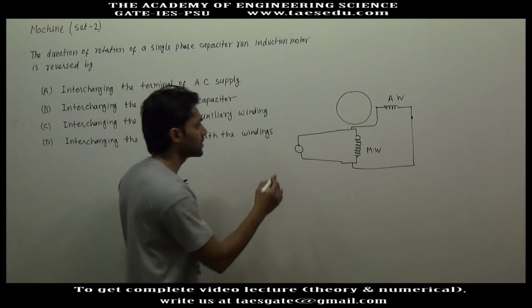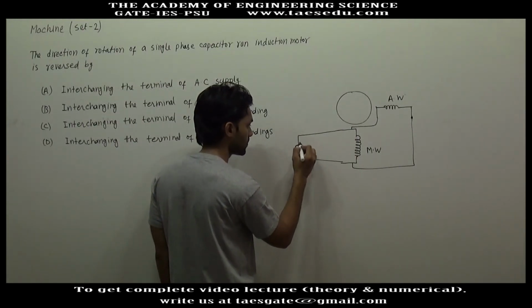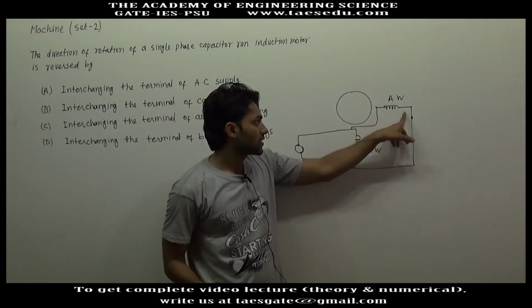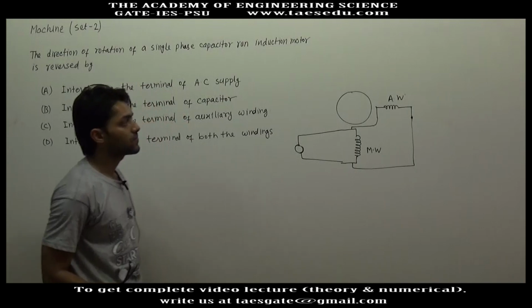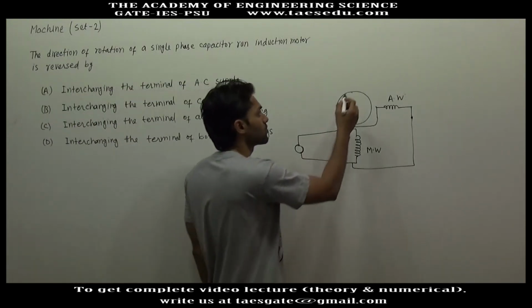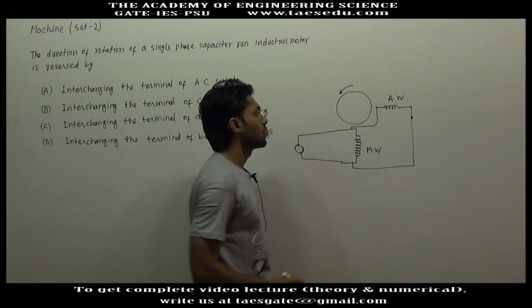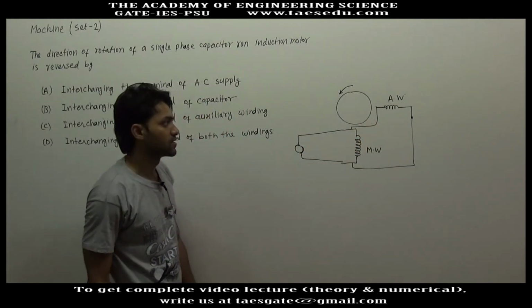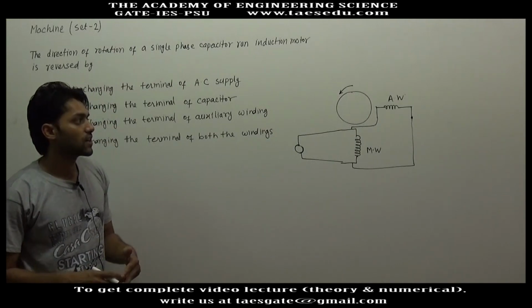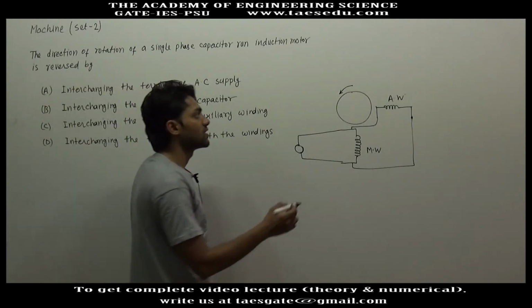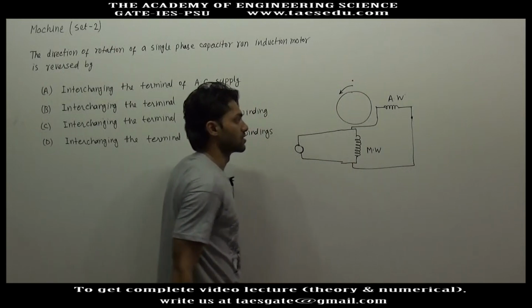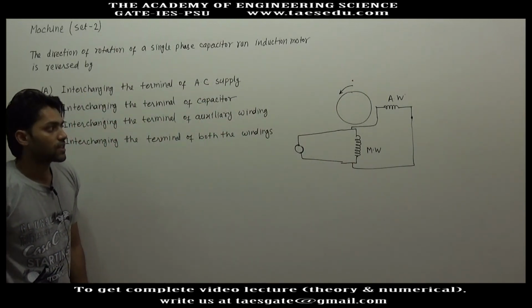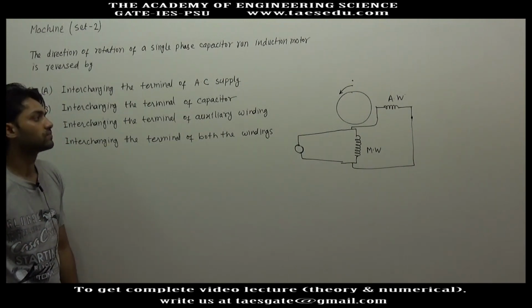So if you reverse the AC supply for both the windings, the connection will be interchanged. To reverse the direction of rotation of induction motor, the connection of only one winding has to be interchanged. If you interchange the connection of both the windings, the direction of rotation will not be reversed. You have to interchange the connection of only one winding.